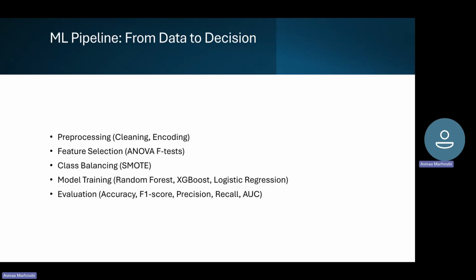The ML pipeline that was used from data to decision: you see that we have the pre-processing, feature selection, class balancing, model training, and evaluation. When it comes to cleaning, columns that were not informative, for instance the timestamps, were dropped.